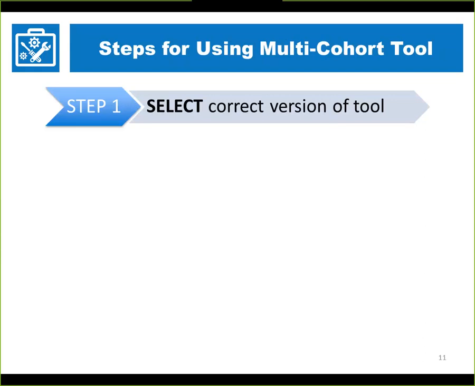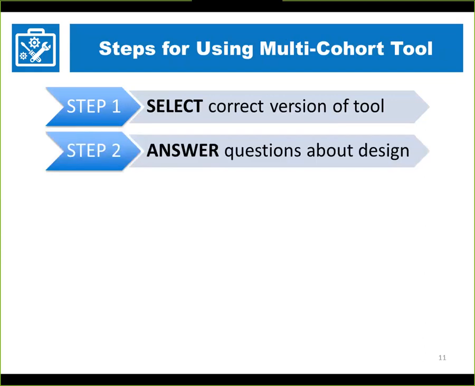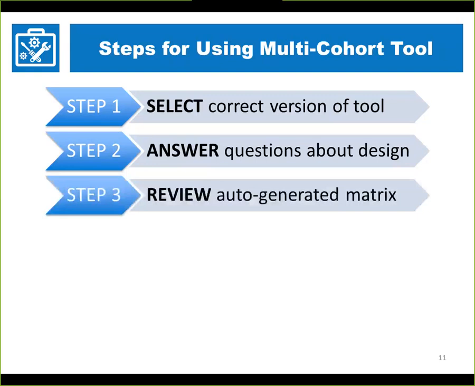Step 2, answer a set of 9 questions about the evaluation design. Your responses will guide the production of the sample diagram or matrix. Step 3 is to review the automatically generated matrix. Based on your answers to the design questions, a diagram showing all the groups of students that can potentially be included in the sample will be generated. You can review it, and you can return to the Design Questions tab to make any corrections if necessary.